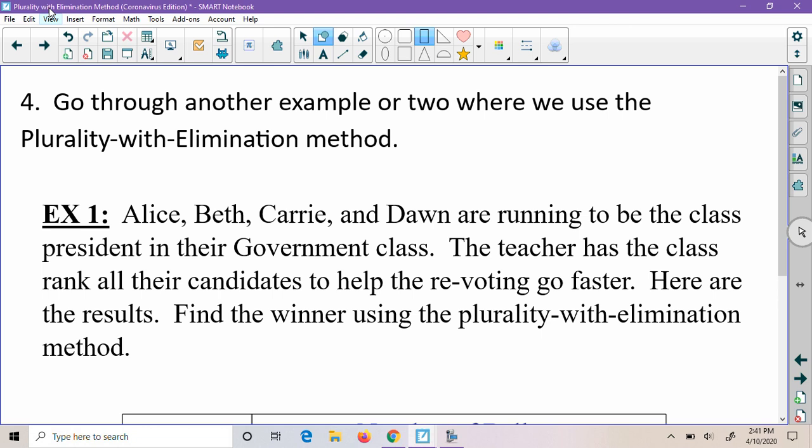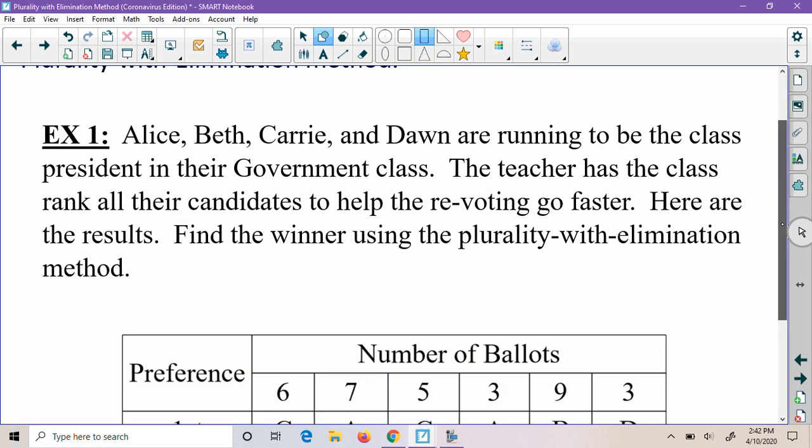So number 4, go through another example where we use the plurality with elimination method. Let's just practice one more example. This one's not as exciting as the lunch example. This is just a basic one. Alice, Beth, Carrie, and Dawn are running to be the class president of their government class. The teacher has the class rank all their candidates to help the revoting go faster. Oh, that was nice of the teacher. Here are the results. Find the winner using the plurality with elimination method.